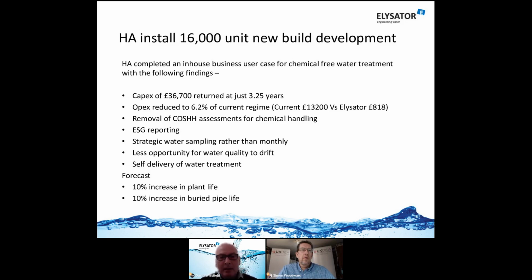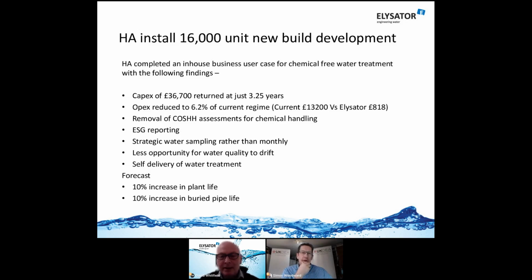And the operation costs reduced to 6.2% of current regime. So currently spending £13,500 on chemicals, and that's going to drop down to £1,818 for a set of anodes. So it's much easier to look after. Again, no cost, less reporting, strategic water sampling rather than monthly. So there's going to be an electronic corrosion monitor on there rather than regular sampling.